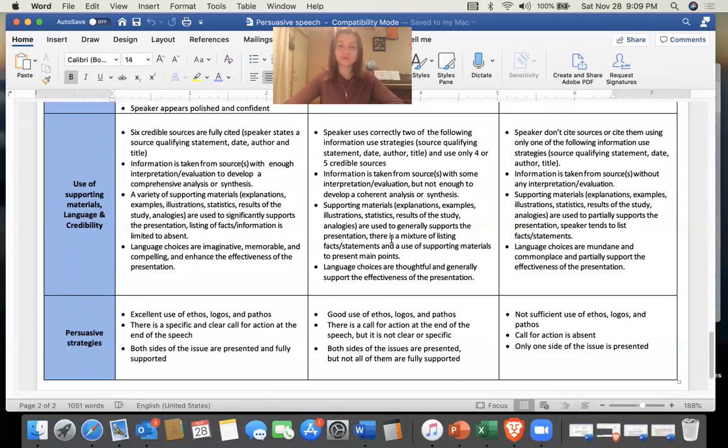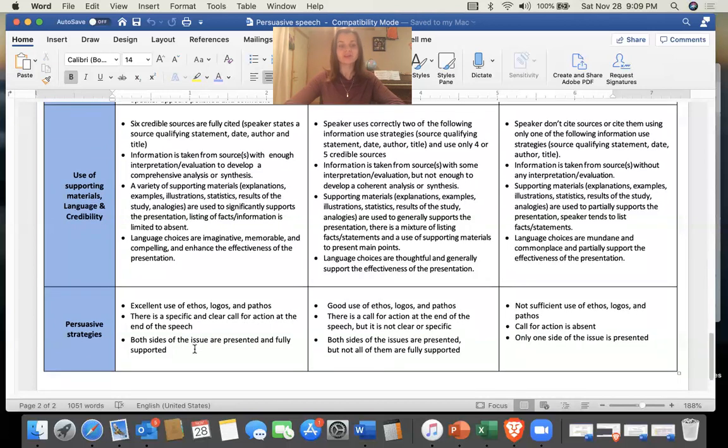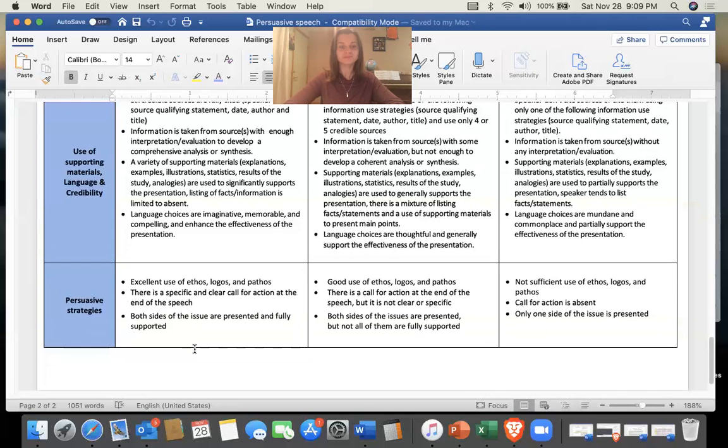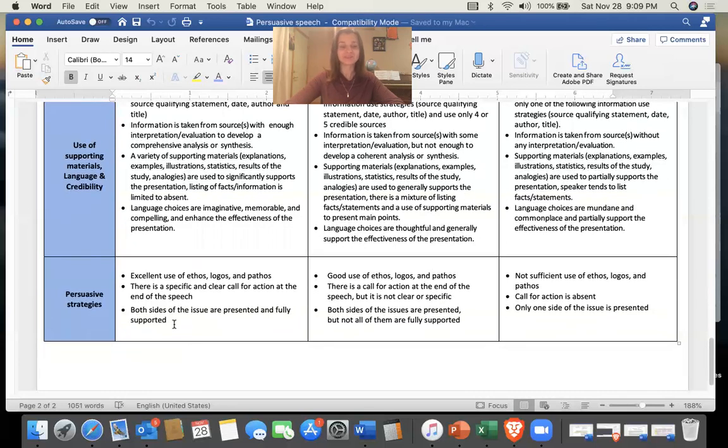And remember that audience do not always remember what you said, but they always remember how your speech made them feel. And that's mostly about creating those emotions in your audience and have them act upon that. That's why we have a specific and clear call for action at the end of the speech. What do you want your audience to believe, to do, to think as the result of your speech? And also remember again to present both sides of the issue fully and completely.